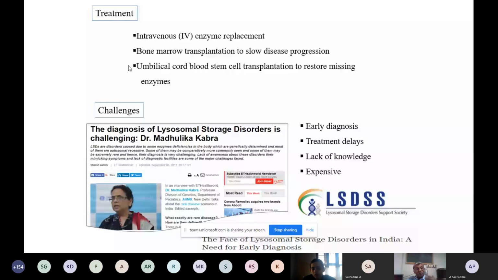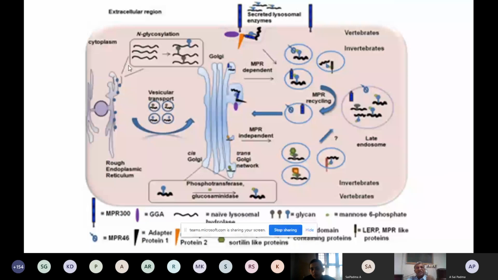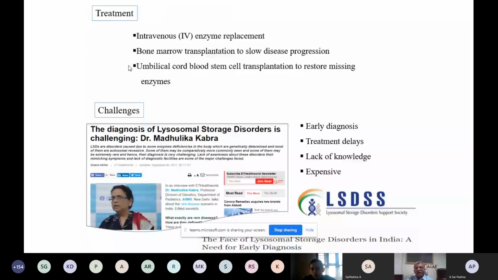And the challenges for us towards understanding and treatment of the lysosomal diseases are very many. Early diagnosis, the delays in the treatment, lack of knowledge, and the expensive nature of treatment.